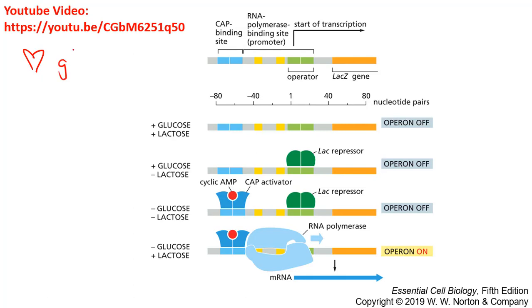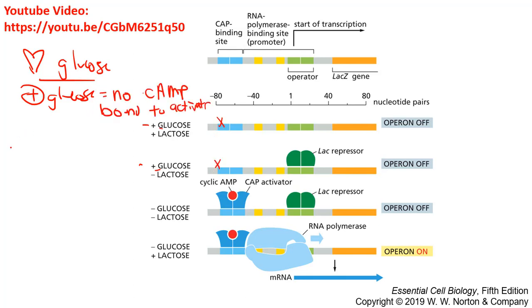E. coli prefers glucose. It's its number one choice. If there's glucose in the environment, then there's going to be no cyclic AMP bound to the activator. So it's pictured in this one that has glucose and this one that has glucose. You see there's no cyclic AMP bound to the activator. However, if there's no glucose in the environment, then you are going to see, such as in this example, no glucose here, no glucose here, then you are going to see that cyclic AMP bound to the activator.